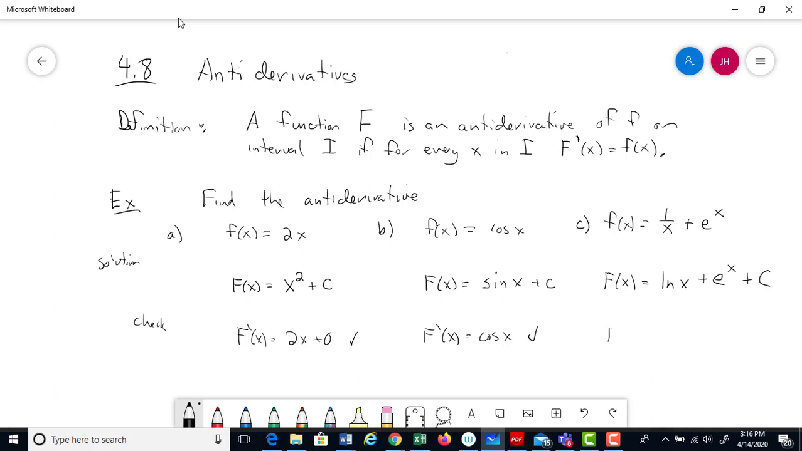And then we can do a quick check. What is f prime of x? The derivative of the natural log of x is 1 over x. The derivative of e to the x is e to the x. So boom, that one works as well. Now you're going to be pretty good at much of these because we've had so much work with derivatives that going backwards isn't going to be too bad.